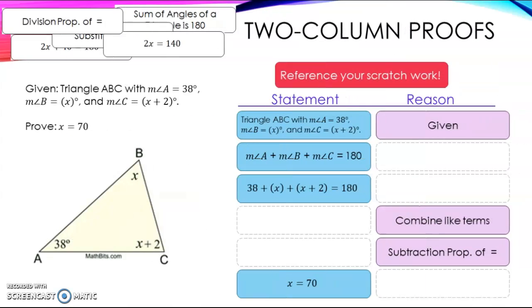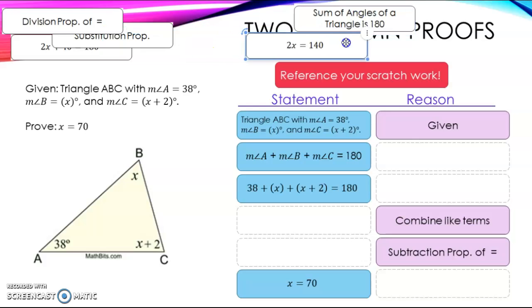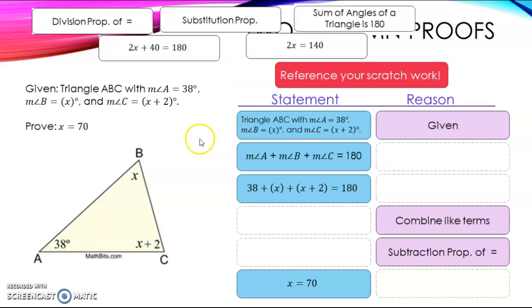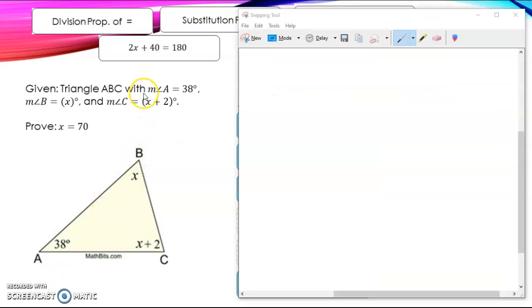Let's look at the next one. So this one, I have some statements missing and some reasons also missing. I have my statements and reasons, my pieces are in white, so you don't know which way it's going to go. So let's try to do this on scratch paper. It says here that triangle ABC has measure of angle A to be 38, B is X, and C is X plus 2. That's how it's listed in the diagram there. And we want to prove that X is equal to 70.